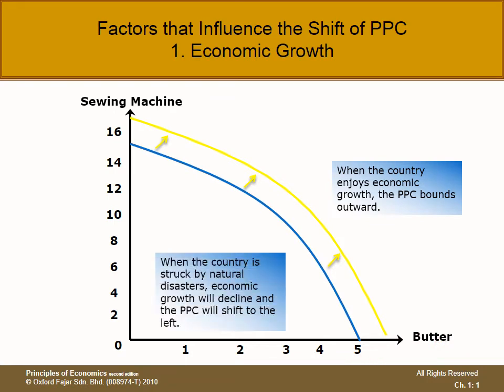When the country is struck by natural disasters, economic growth will decline and the PPC will shift to the left. Our PPC can shift downwards or leftward. You can see how our PPC will shift leftward. This is rightwards and this is leftwards. So it will shift leftwards. Why? Because we have disasters. If disasters happen, of course we cannot produce more sewing machines and more butter.